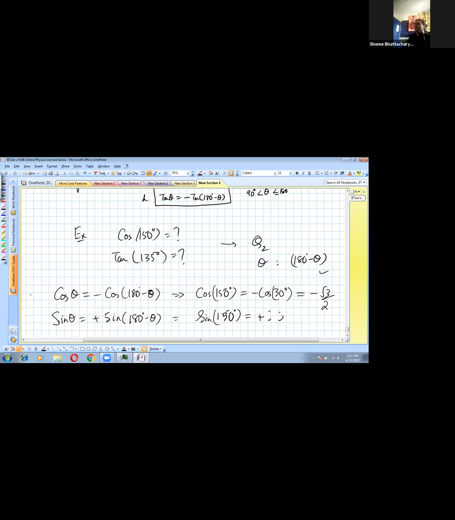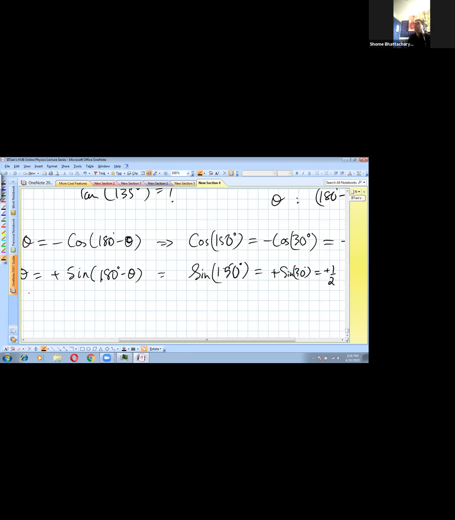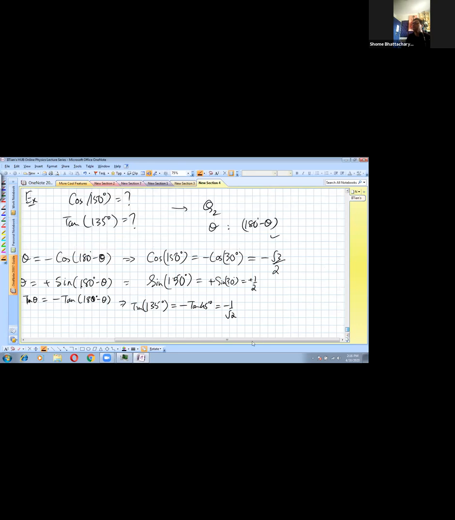And similarly, the formula for tan is that tan theta is minus of tan(180 degrees minus theta). So here, for example, tan of 135 degrees, 180 minus 135 is 45. It becomes minus of tan 45 degrees, which is minus 1. So this is how I will calculate any arbitrary values like this.